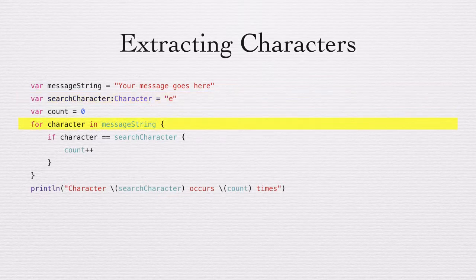To extract the individual characters in a given string, we create a for loop. In each iteration of the loop, the character variable will present one character of the specified input string. If the string character equals the search character, we increment the count variable that was set to 0 before the loop execution begins. At the end, we print the number of occurrences of the searched character on the console.